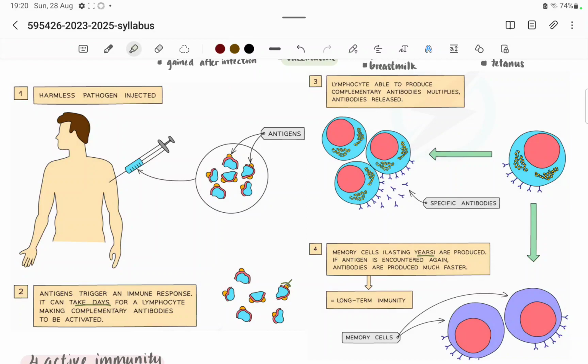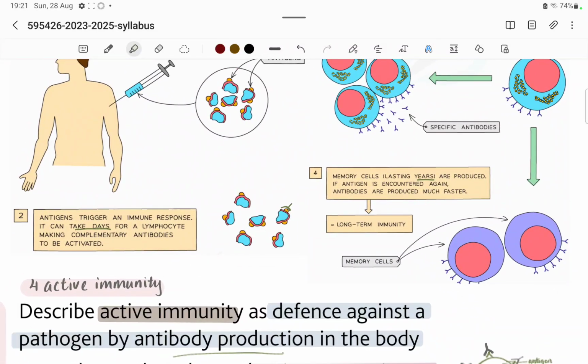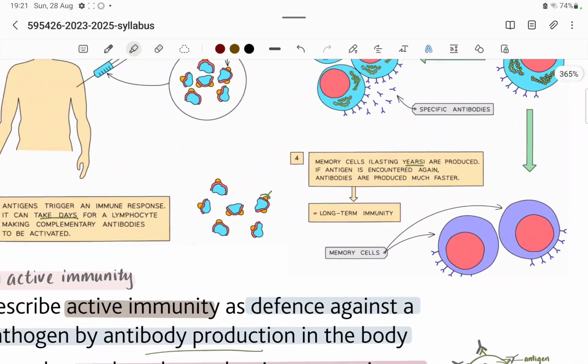The lymphocytes multiply, and then produce more antibodies like that. Okay, and then the antibodies are specific to the antigens. So after the pathogen is gone, is killed, the memory cells will be produced, and the memory cells will last there for years. This is to prevent that if the antigen is encountered again, the antibody will be produced much faster. So this one is actually long-term immunity.